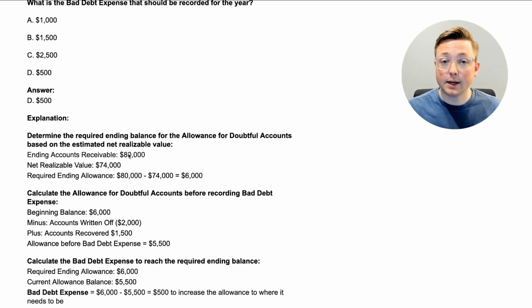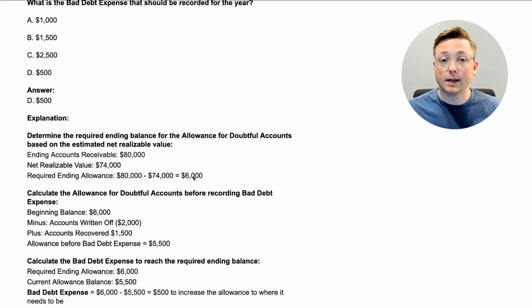So if we take the ending receivable and subtract the net realizable value that we're expecting to get, that gives us the ending allowance. That gives us the allowance for doubtful accounts that we need to end with because we think that we're not going to get $6,000 of these accounts receivable. So that's what you start with. If you're ever given the ending accounts receivable and the net realizable value based off of maybe the aging receivables method or something like that, you need to use that to figure out what the ending allowance should be.